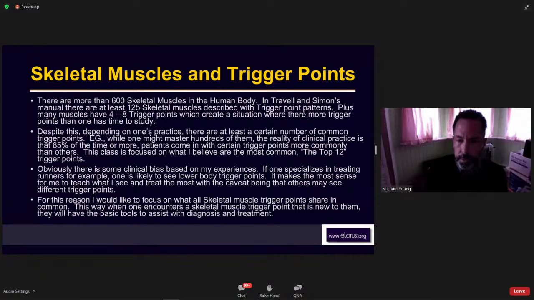For example, 85%, probably 90% or more of the time, patients come with the common trigger points. And so again, we'll cover what I consider to be the top 12.